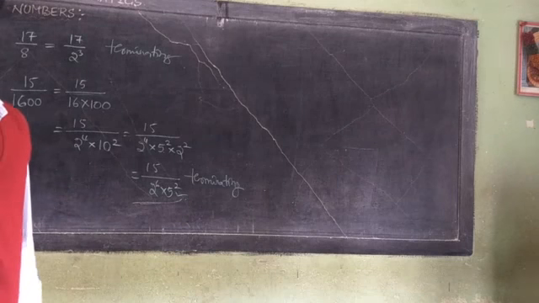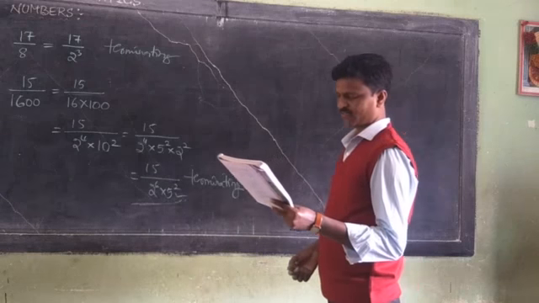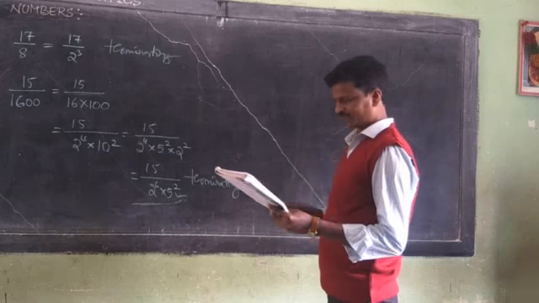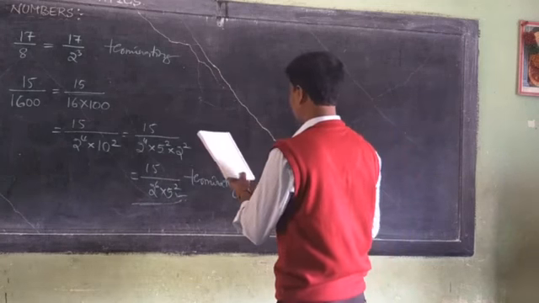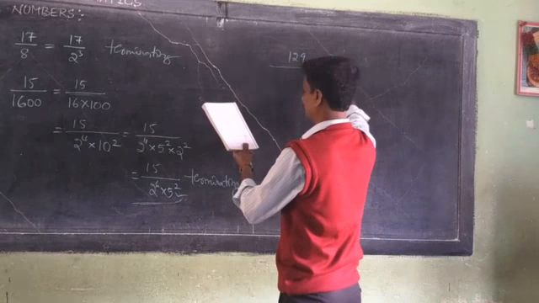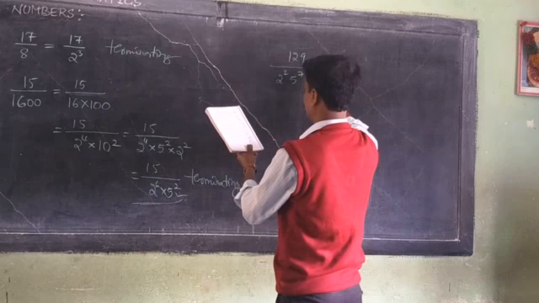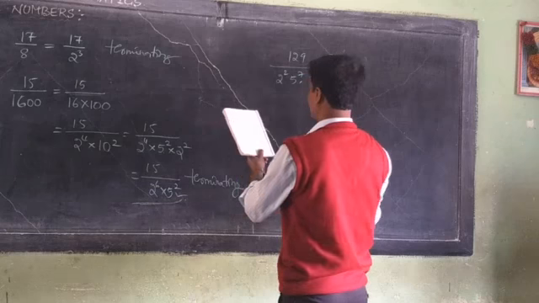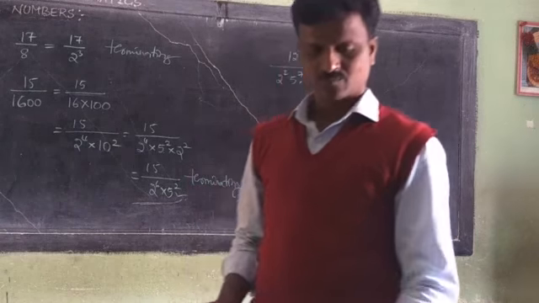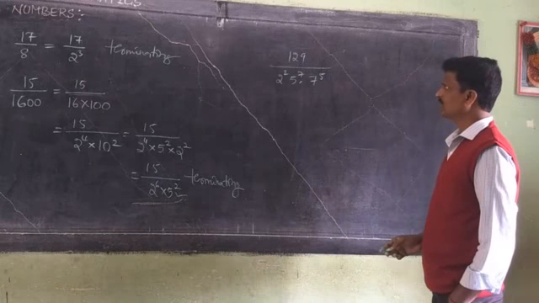Now we consider one more example: 129 divided by 2 square, 5 to the power of 7, and 7 to the power of 5. Now just simplify 129.